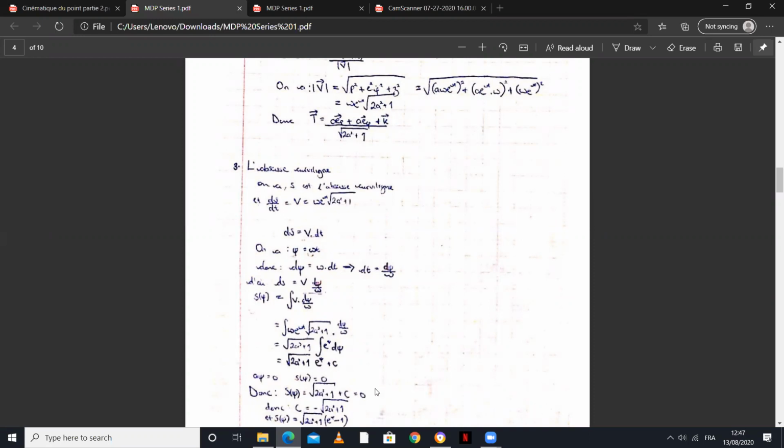Then when you bring this guy to this side, we'll have c equal to minus that. And this is going to be your value of c. So from here, you can just substitute your c there. It's going to be square root of 2a squared plus 1 times exponential phi, minus square root of 2a squared plus 1. Then you can factor out the square root of 2a squared plus 1 like that. In the brackets, you have e to the phi minus 1, which is what we have here as our s of phi.